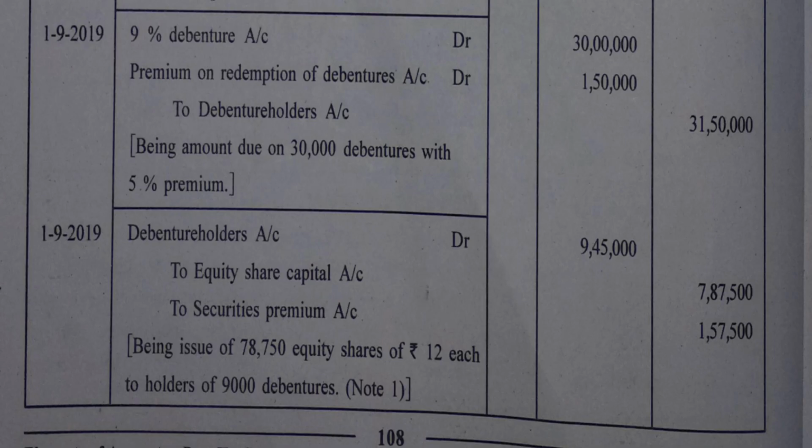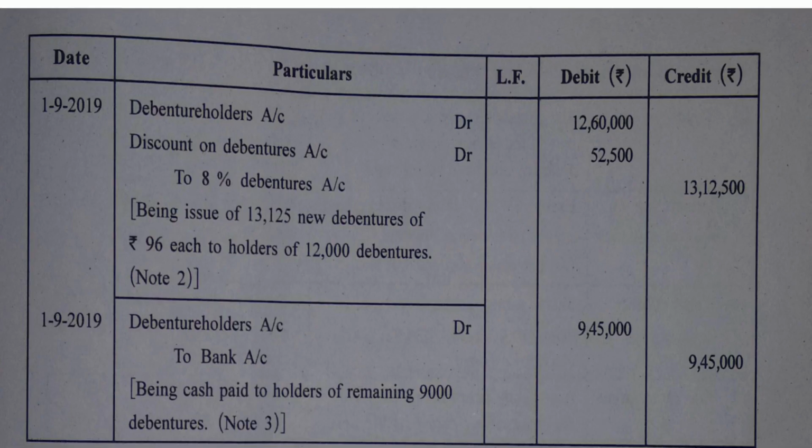And the simple journal entry for which is debenture holders account debit. The last journal entry I am reading on 1st September 2019. Debenture holders account debit to bank account 9,45,000. And that's all. Here we complete this illustration also.